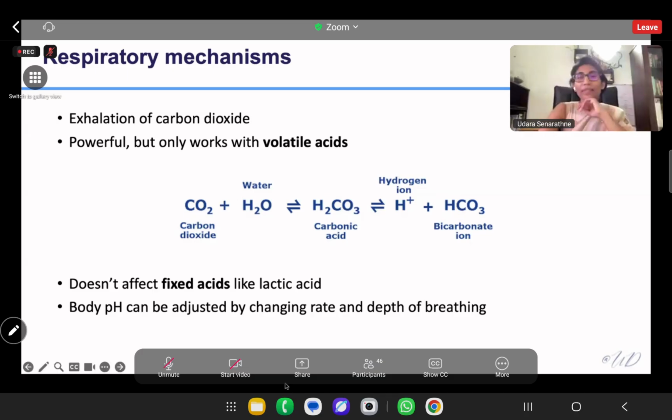Any acid come to mind? Anybody? No? Diabetic patients, any volatile acid comes to your mind? Diabetic patients, any volatile acid?